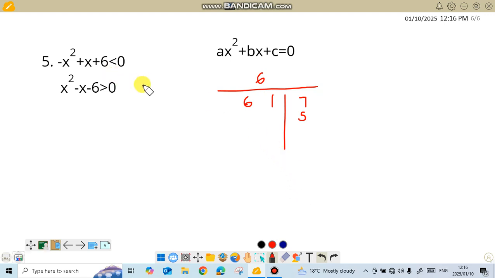Okay, this is a continuation from the previous video. So here we say this is another inequality: negative x squared plus x plus 6 is less than 0.